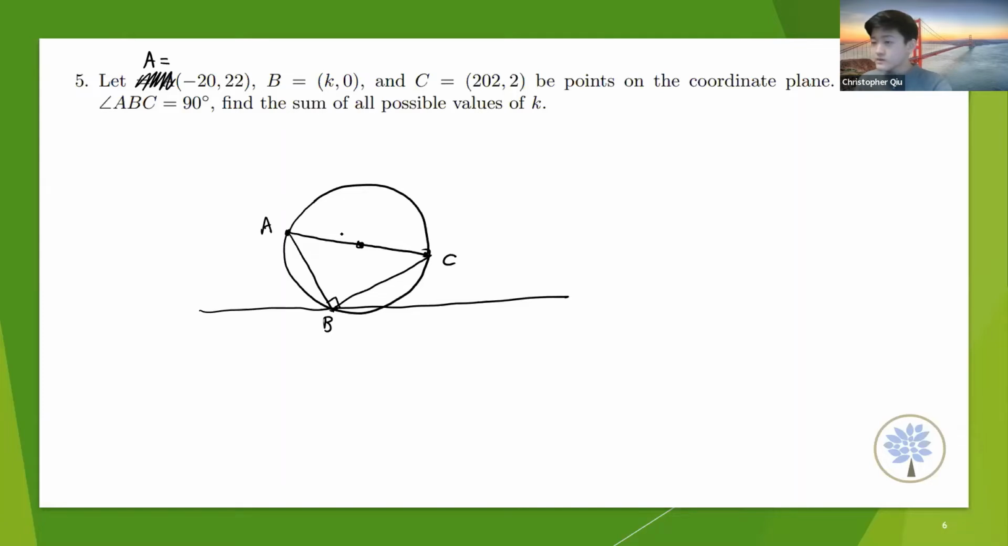Since we have a circle, it's natural to try to find the radius and the center of the circle. Here we have the center is the midpoint of AC, which comes out as (91, 12). And then another thing that we could find is the radius. In this case, the radius is the distance from the center to A, or the distance from the center to C. In either case, this value is the square root of 111 squared plus 10 squared. All right, so now we know some things about the circle. So what we can do now is try to find the sum of the x-coordinates.